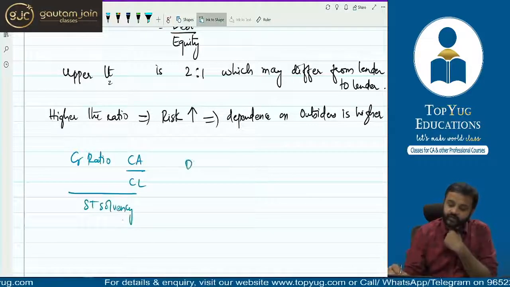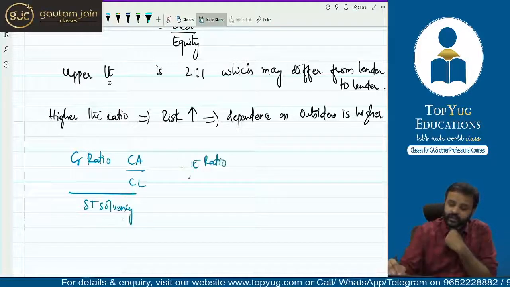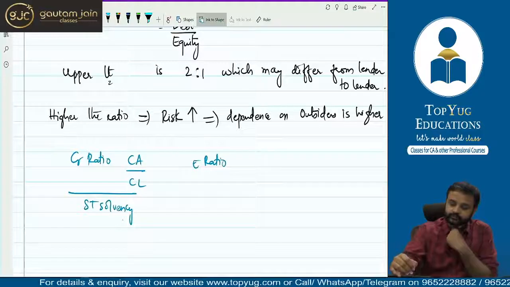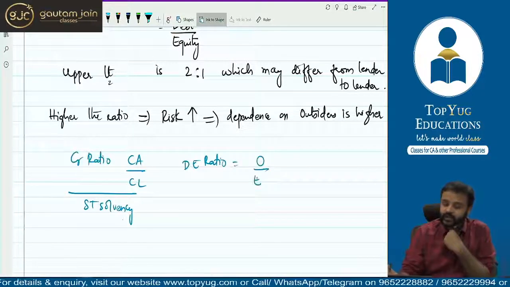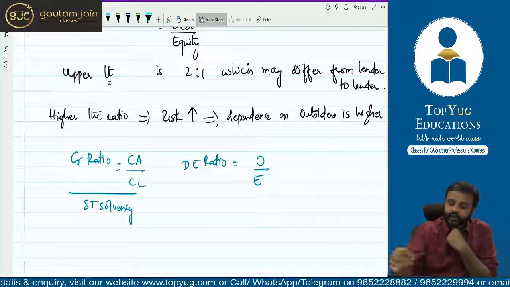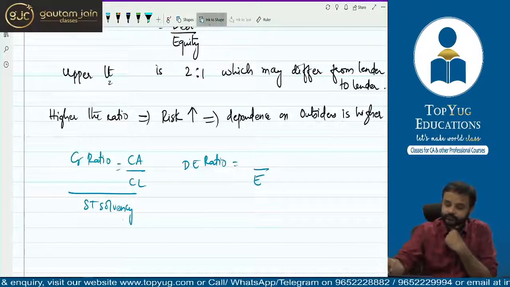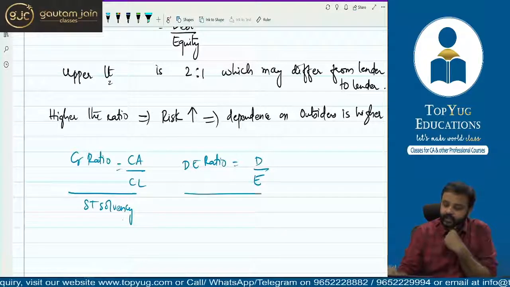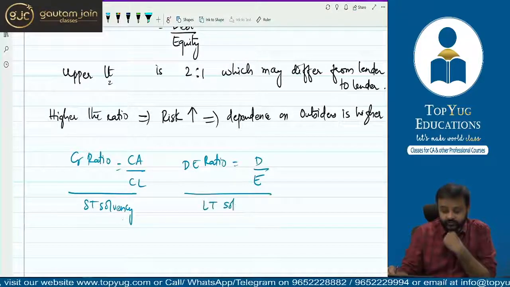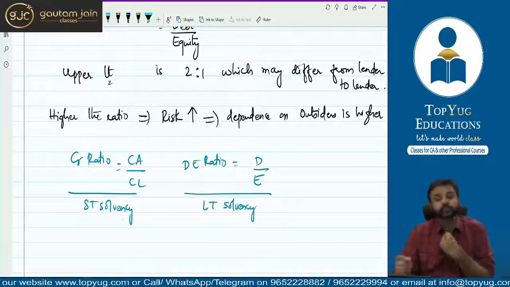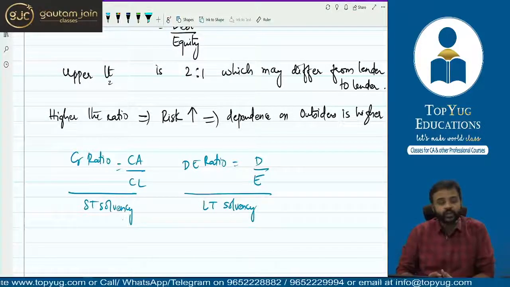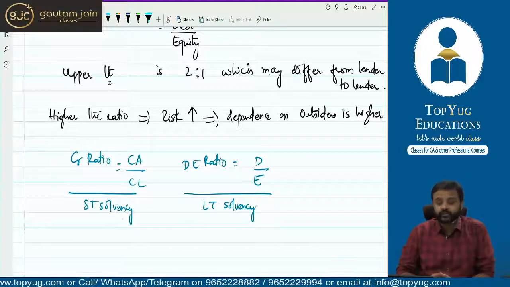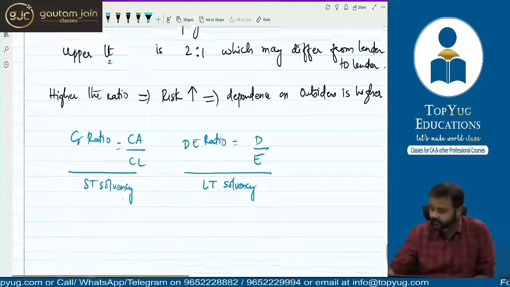And when we talk about this debt equity ratio, please understand we are talking about debt and equity. So when we talk about debt and equity, that means we are talking about long term solvency ratio, right? We are checking the long term solvency position of the company by way of debt and equity, whereas short term solvency position by way of current ratio, isn't it?